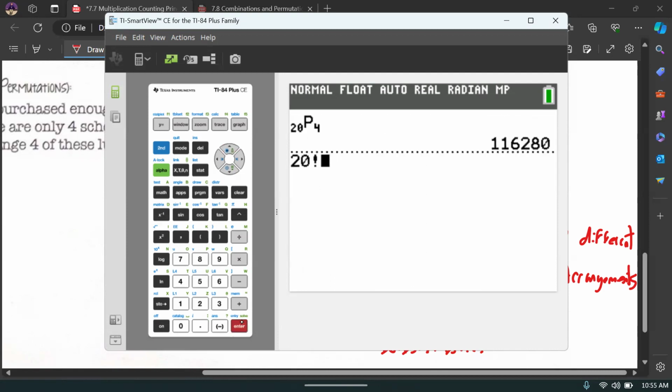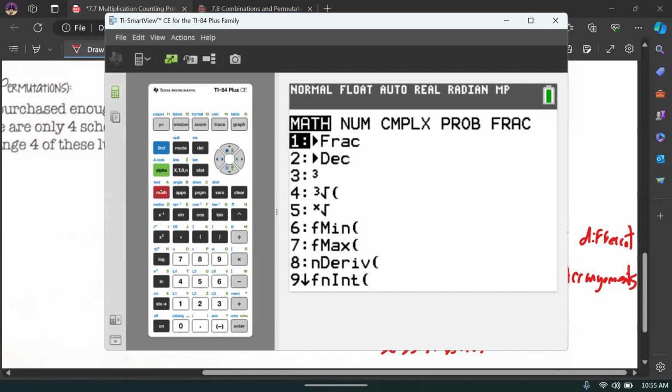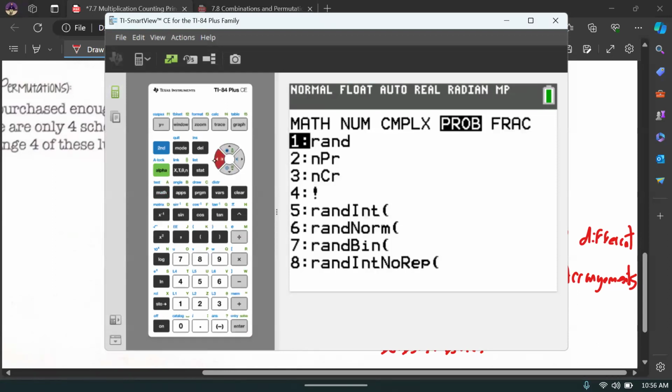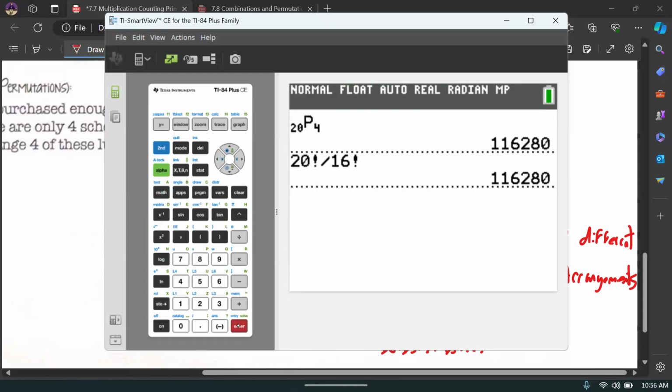But you can hit 20 factorial, right? Remember, it was divided by 16 factorial. So let's go back, hit this, right? Same answer, right? So cool. So just wanted to point that all out.